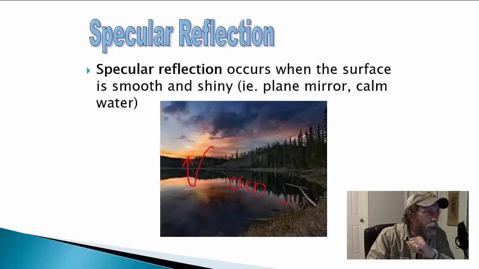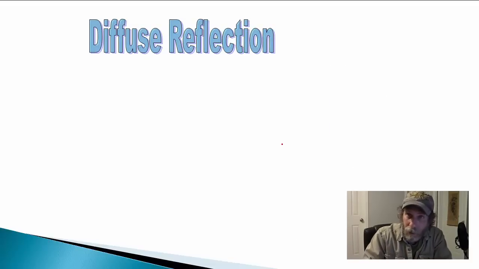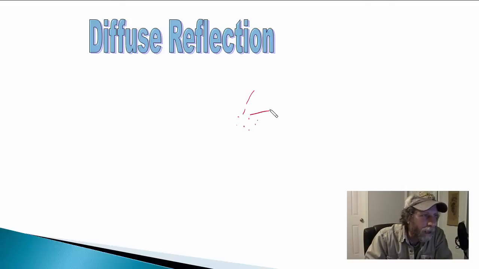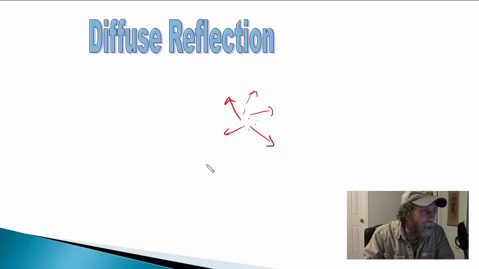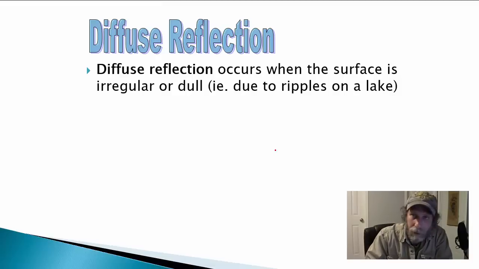Now, what happens if the surface is not smooth and shiny? Well, that is called diffuse reflection. Maybe you've heard the word diffusion before, when you have a bunch of particles or molecules and they start to spread out in every direction, moving down their concentration gradients. They're diffusing, they're spreading out. And it's similar with diffuse reflection. Diffuse reflection occurs when the surface is irregular. It's not smooth and shiny. It's an irregular, dull, or bumpy surface.